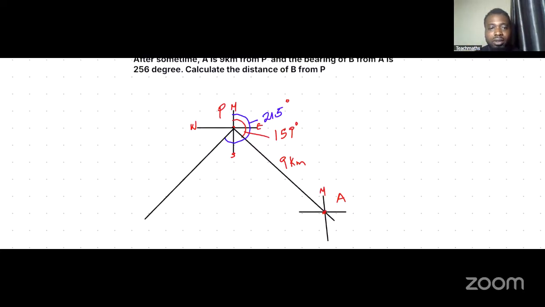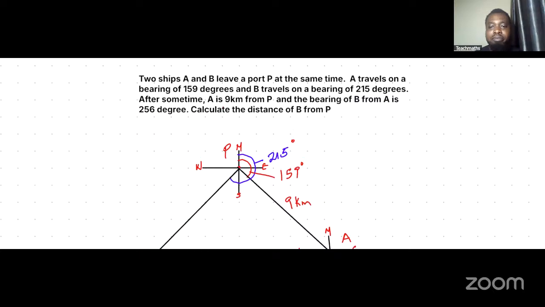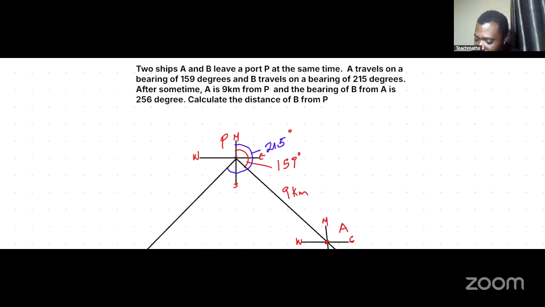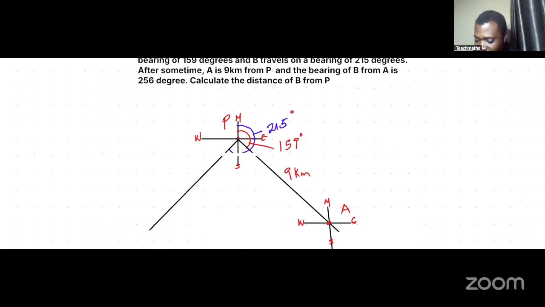We're almost done. After some time, A is 9 kilometers from P, and the bearing of B from A, remember B is somewhere on this line, we don't know where in particular, but this is the bearing of B. All right, so the bearing of B from A is 256 degrees. The bearing of B from A means you go to A and start measuring from A.